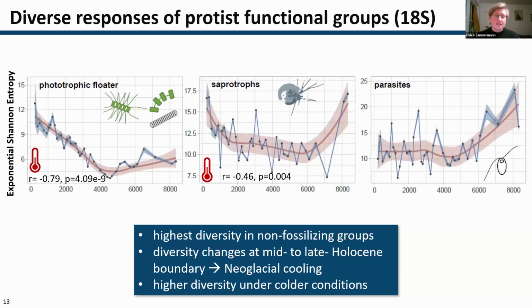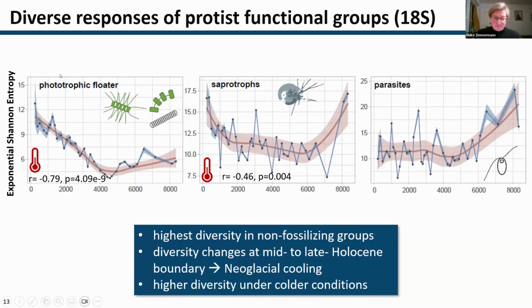And here are now the results. I got about 8 different functional groups, and I just want to highlight 3. First of all, I want to highlight the parasites and the saprotrophs, because this shows that the highest diversity is actually in groups that are non-fossilizing.